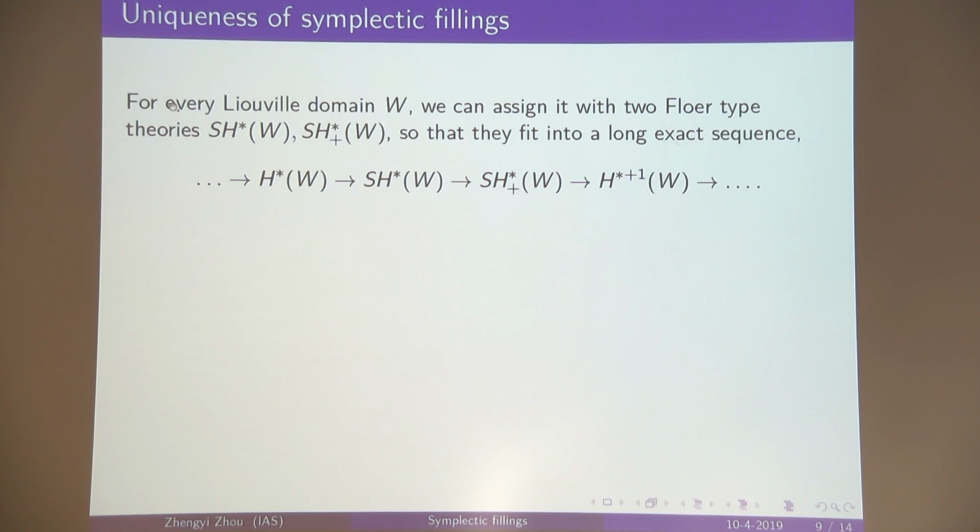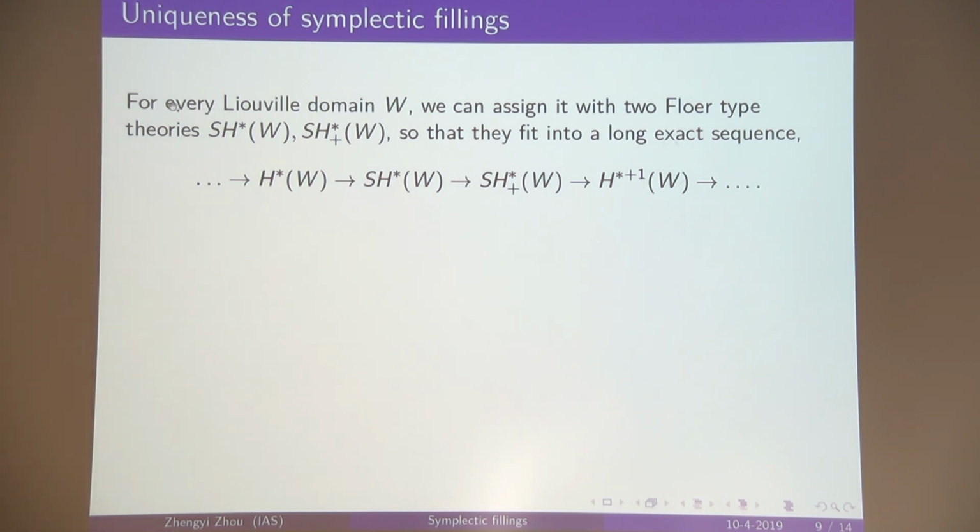So the Floer theory I use is something called symplectic cohomology, which assigns to every Liouville domain two Floer theories, called SH and SH plus. And they fit into a long exact sequence. So this has a close relation to SFT. And the benefit of this is that it's well defined. SFT is a huge project which is still ongoing, but I think it's close to finished. And the other thing is this is way easier to compute and easier to understand.